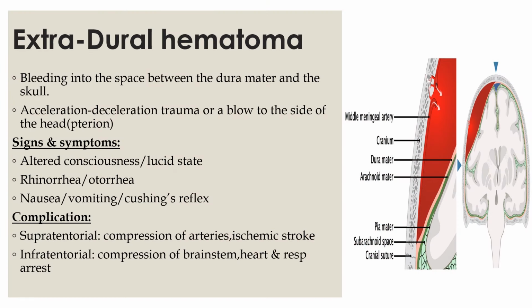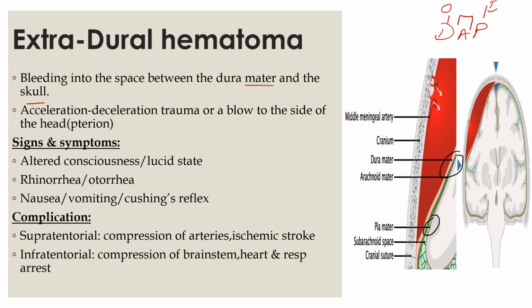Starting off with extradural or epidural hematoma, in which there is bleeding into the space between the dura mater and skull. The dura mater is the outermost layer, whereas the pia mater is the innermost layer. We can remember it as DAP, dura mater being the outermost, pia mater the innermost, and arachnoid in between them.